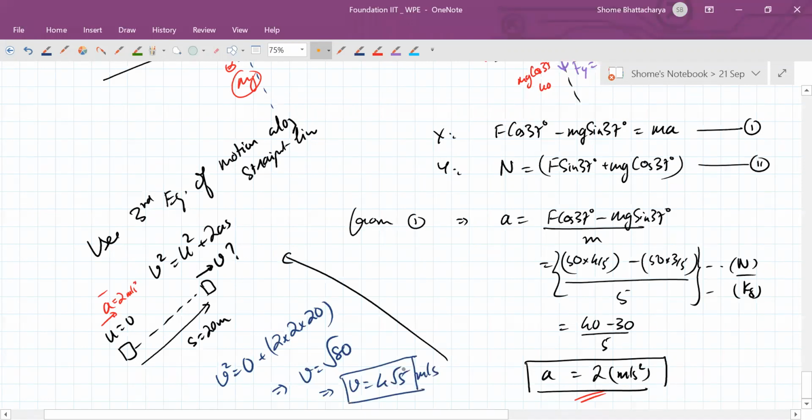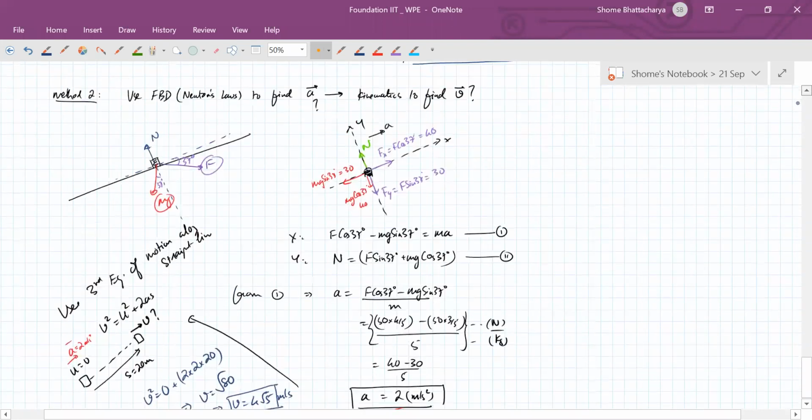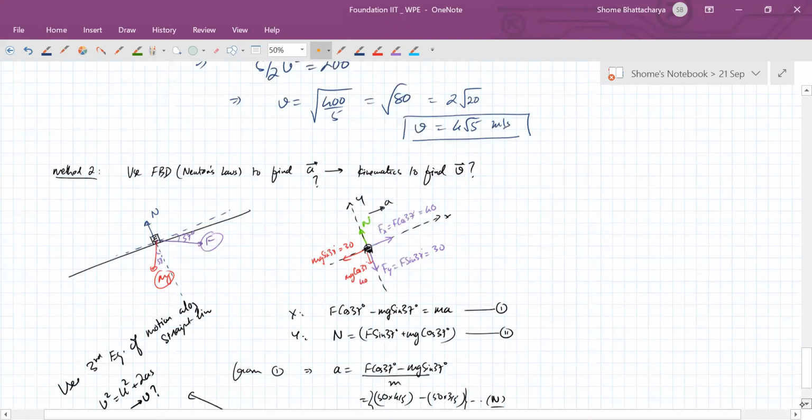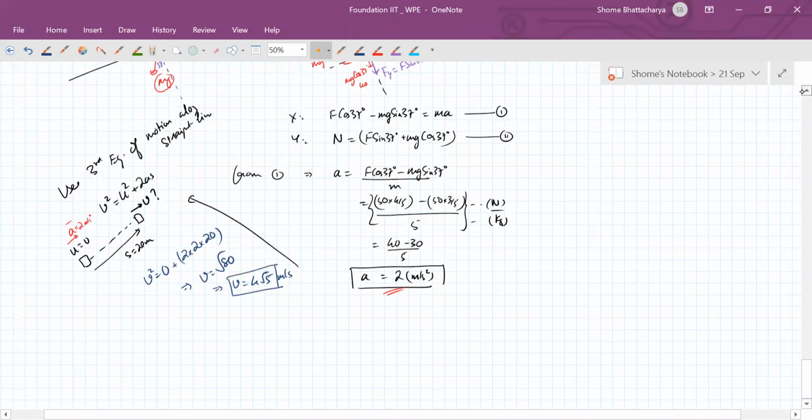So you can see that this process is more familiar to us, but at the same time it's much more lengthy. So gradually, we have to learn to make a shift from this method while solving problems to the work energy method, which gives us the answer in one step. It gives us very easily in one step.